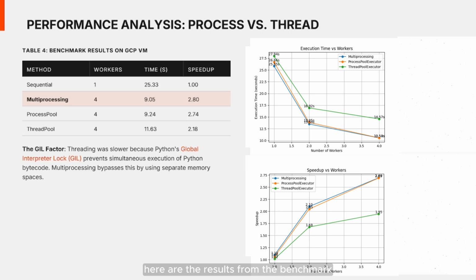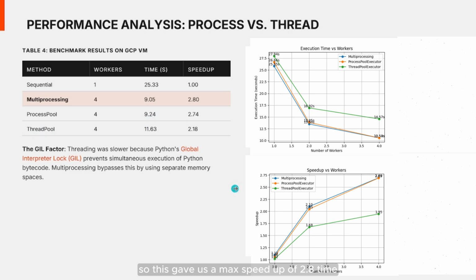Here are the results from the benchmark. Looking at the execution time, the sequential took about 25 seconds. The multiprocessing was the fastest, taking only 9 seconds. We also have a process pool which is just a second behind multiprocessing, took about 9.2 seconds. And the threading version took about 11.6 seconds.